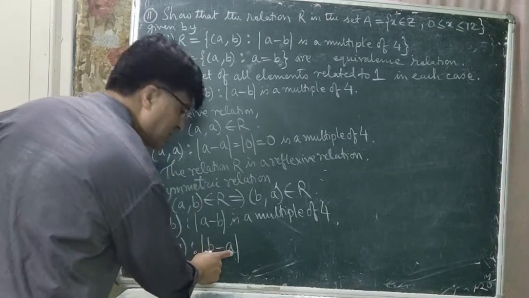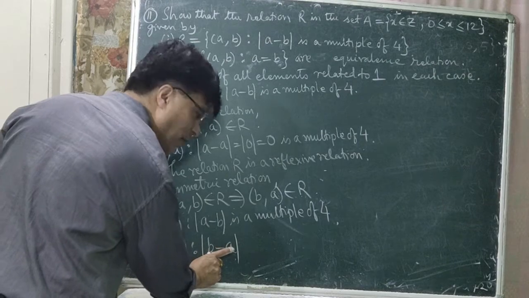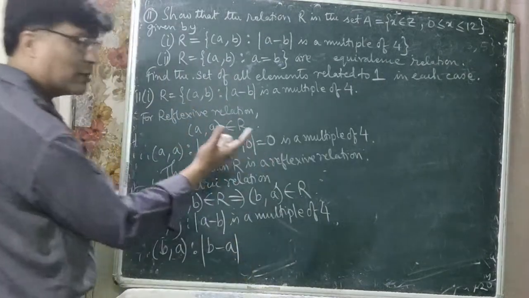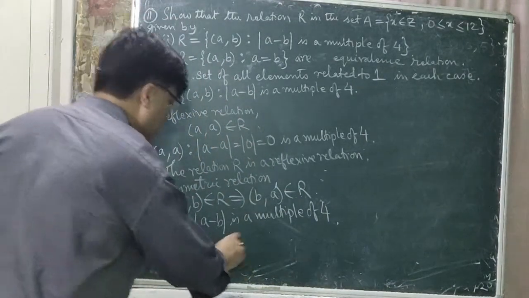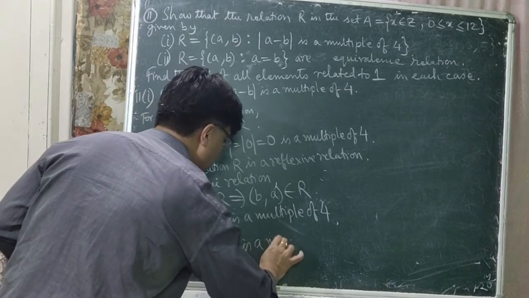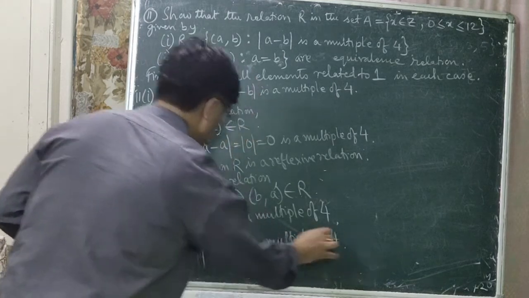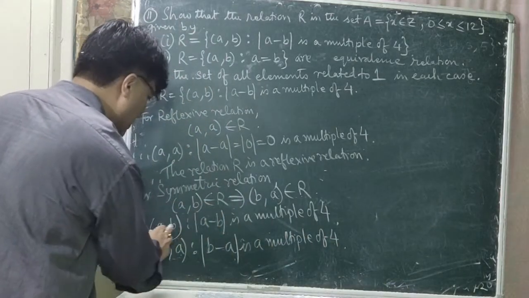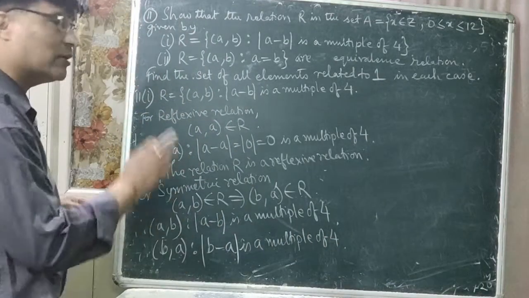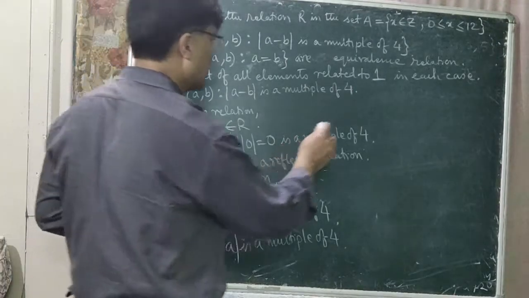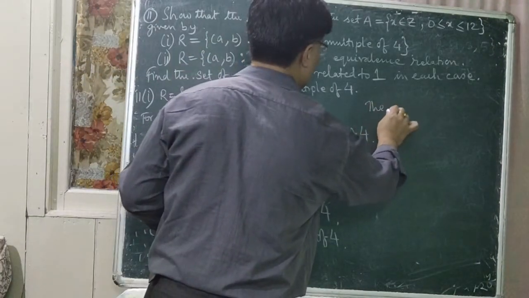So can you write 1 minus 9? So what is within mod 1 minus 9? That is also 8, a multiple of 4. So we can write within mod B minus A is a multiple of 4. That means (A, B) belongs to R implies that (B, A) belongs to the relation R. Hence the relation R is a symmetric relation.